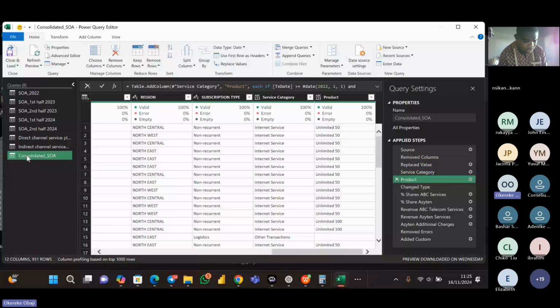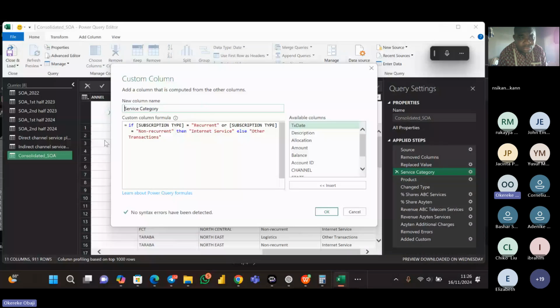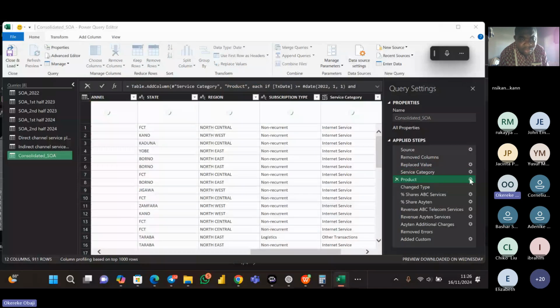For the service category, we used a calculated column to fetch the service category for recurrent and non-recurrent. The first thing we did was correct the column for recurrent, so that it appears with the ideal spelling. The subscriptions that come under recurrent, we tag them under internet service. Then the others, we tag them under other transactions. Then we wrote a complex if statement to fetch all the products, and this is just an overview of what the statement is.